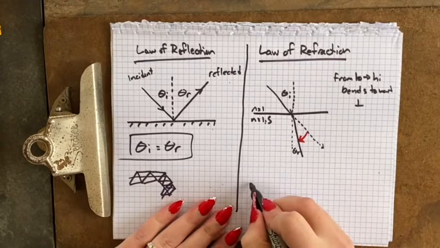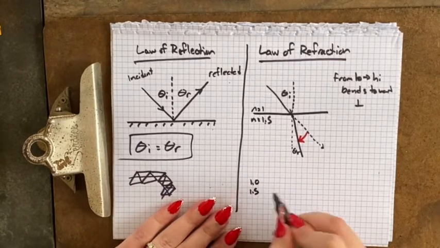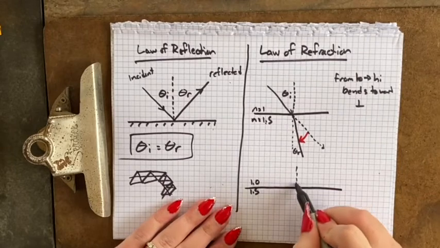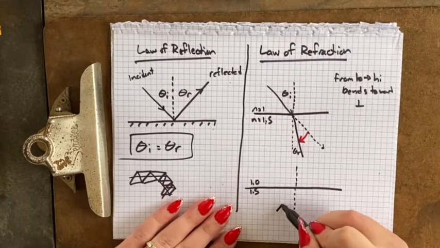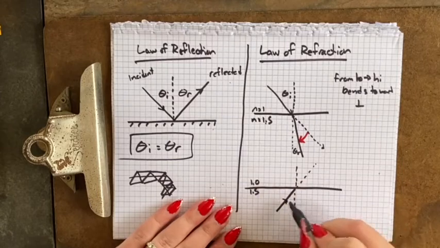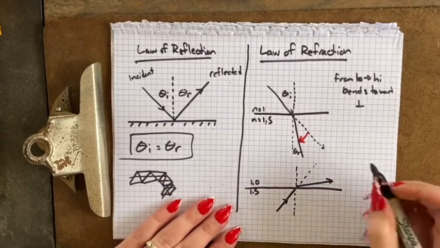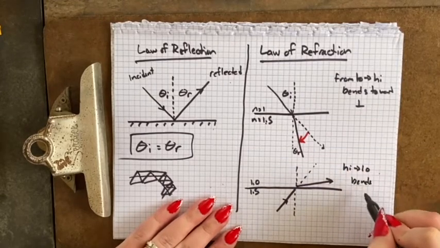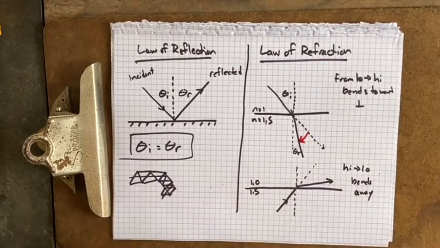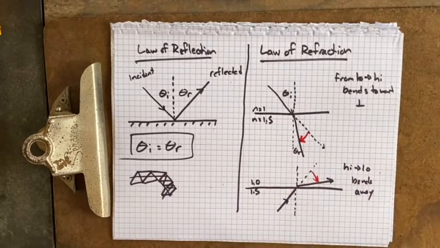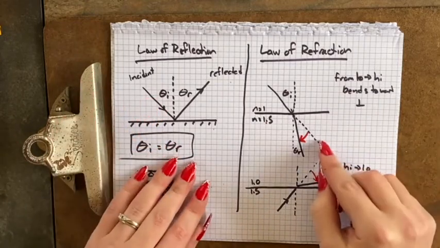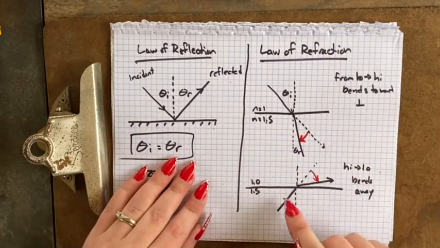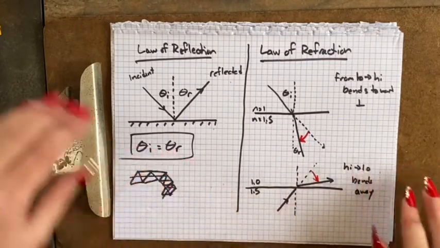Okay, in the converse, let's say we went from a 1.5 into a 1.0. So I went from something more dense into something less dense. In this case, we expect the ray to bend away from the normal line. So from high to low, it bends away, like that. These are things that you just have to commit to memory. Low to high bends toward, high to low bends away.